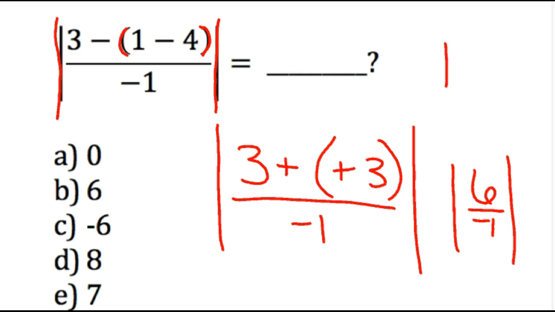I'm going to move up here into my empty space. So we've got the absolute value of negative 6. Well, if you don't remember what absolute value is, it is the distance from 0 on a number line. So negative 6 has a distance of 6 from 0 on the number line. That might not have been how you were taught it, but that's what it is. So the answer is positive 6, so B.